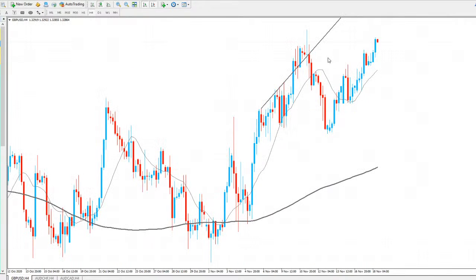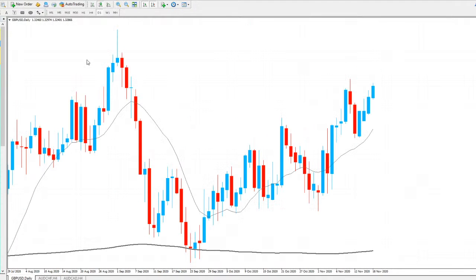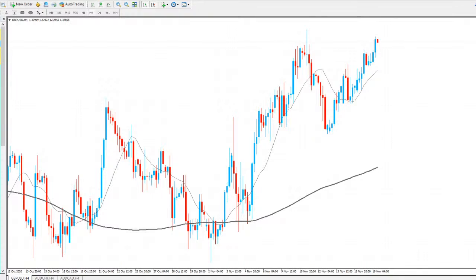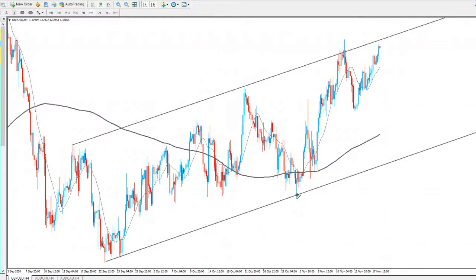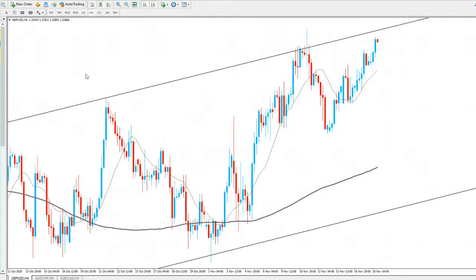GBPUSD, we're still in that channel on the 4-hourly time frame. As you can see here, you got a nice little channel looking at the highs of price and the lows. So again, nice little channel and kind of potential double top sort of area right now. We do have a long wick on the 4-hourly time frame that price looks like it's coming to test.